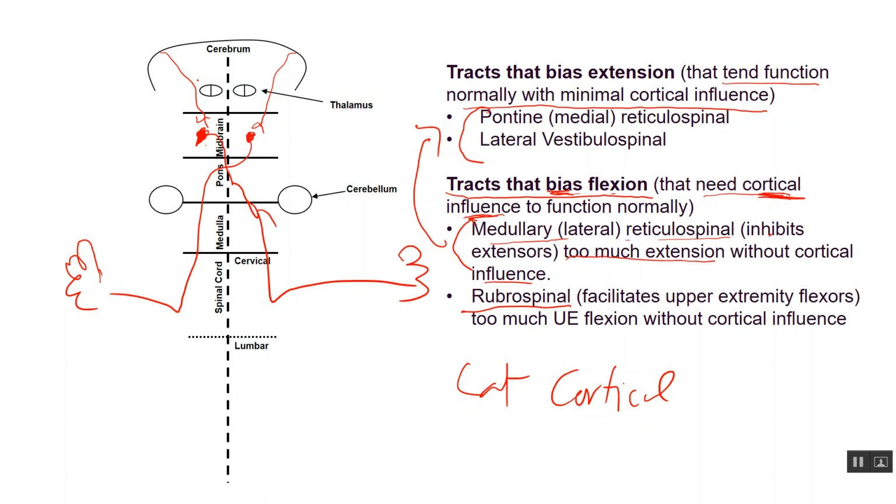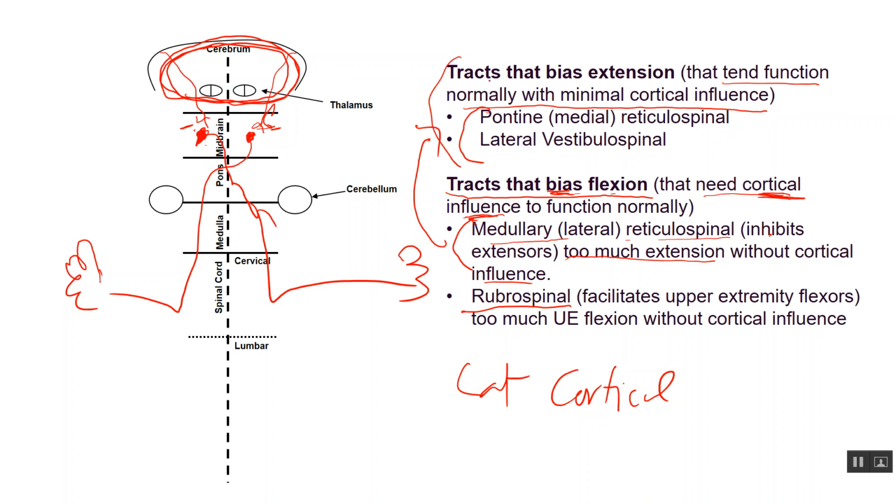If you have a big lesion in the cortex involving both sides, normally the cortex actually inhibits the rubrospinal tract a little bit. So now you've taken away that inhibitory influence, and the rubrospinal tract gets overactive. It causes too much flexion of the upper extremities. Does that make sense? You've lost that cortical influence, so that causes too much flexion.